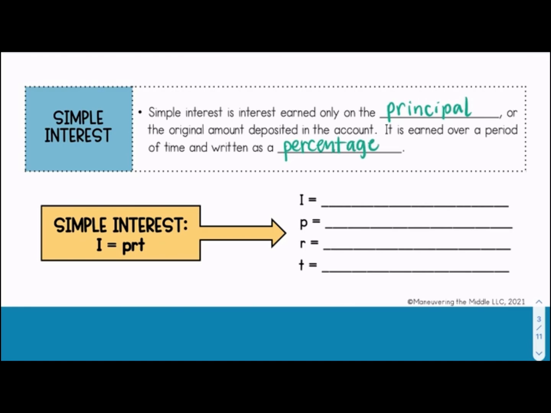There's a special formula that we'll use for simple interest, and it is I equals PRT, where each of those letters stands for something very specific. I represents the amount of interest, so the interest earned. P represents the principal, and remember that's your original amount that you deposited.